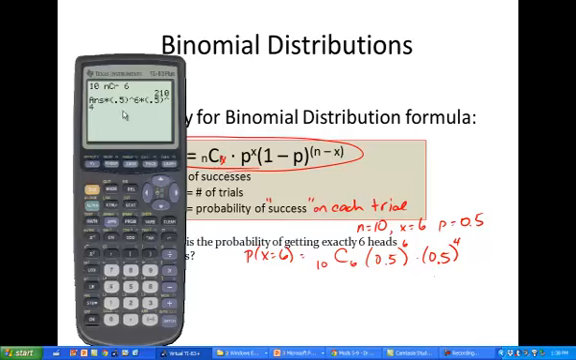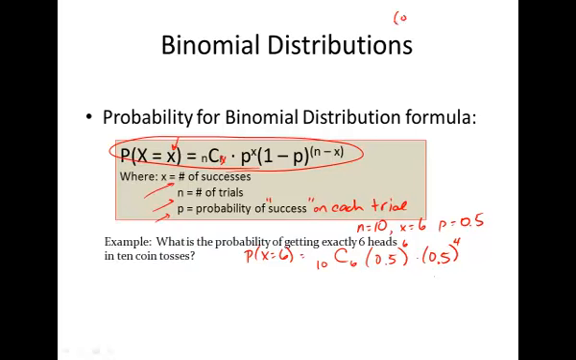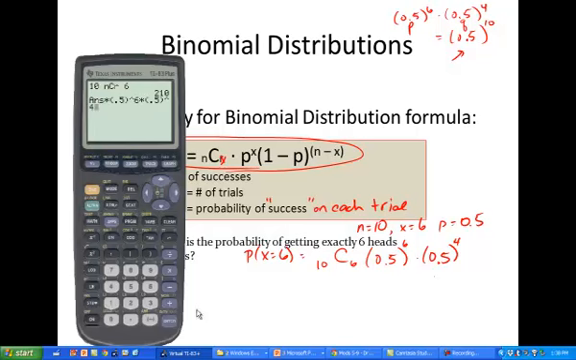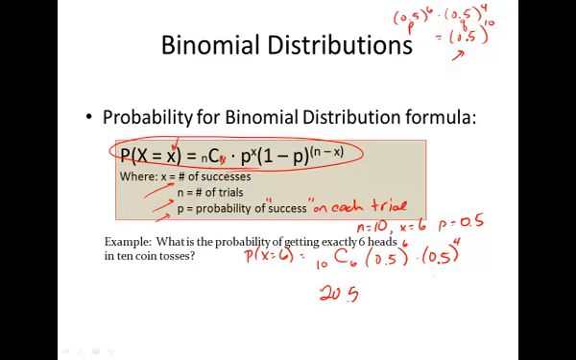Now it's worth noting that 0.5 to the 6th times 0.5 to the 4th can be written as 0.5 to the 10th. But that's only true because the probability of success and the probability of failure are exactly the same. In general, they're not necessarily going to be the same. So enter that, and we get 20.5%. That means 20.5% of the time, or about 21% of the time, we expect to get exactly 6 heads in 10 coin tosses.